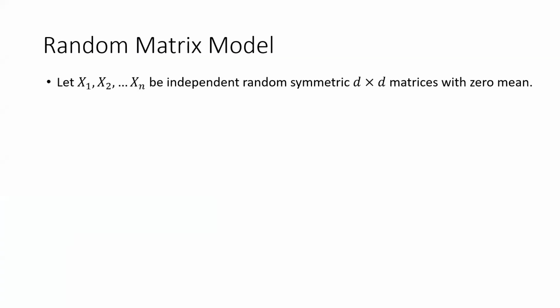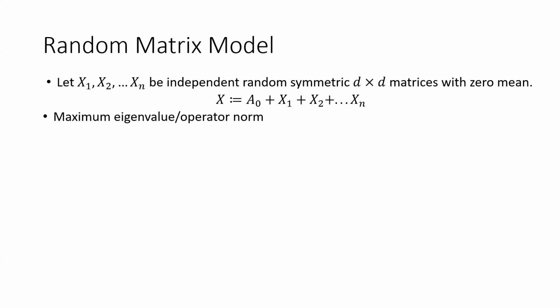So with matrix concentration inequality, we basically want to study the eigenvalue statistics of random matrices. So in particular, consider the following model where we have a matrix X, which is equal to A0 plus X1 plus X2 and so on, where each Xi is a symmetric, D by D random matrix with zero mean. So basically a sum of independent random matrices. And we want to study its spectral statistics. For example, we may want to ask about its maximum eigenvalue or operator norm. Sorry, we might want to look at the expectation of its maximum eigenvalue or operator norm.